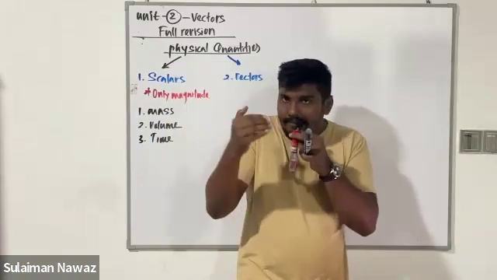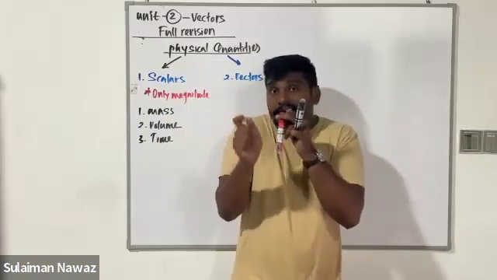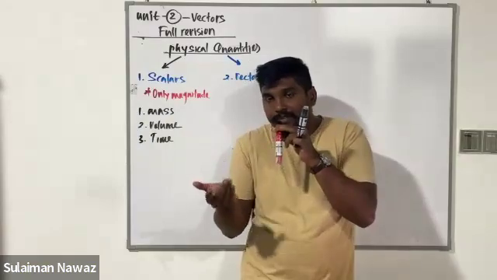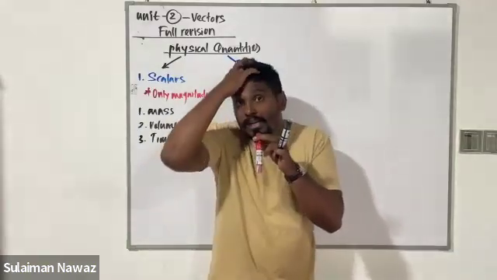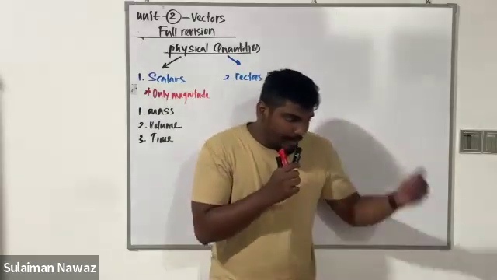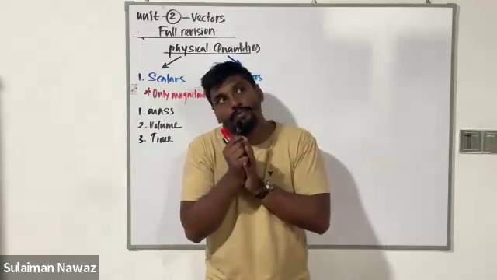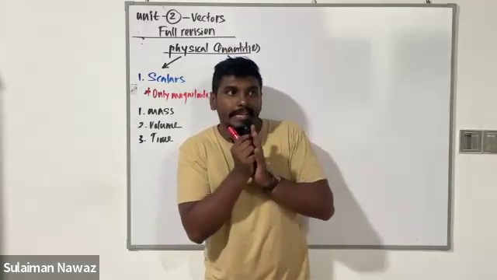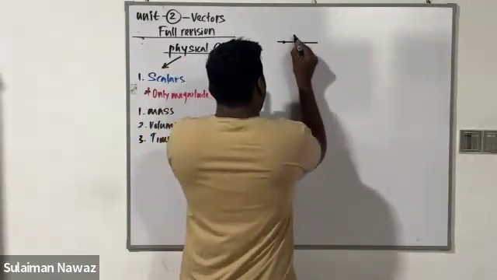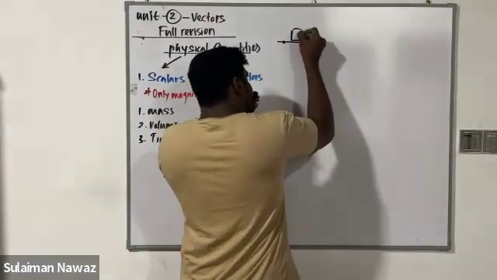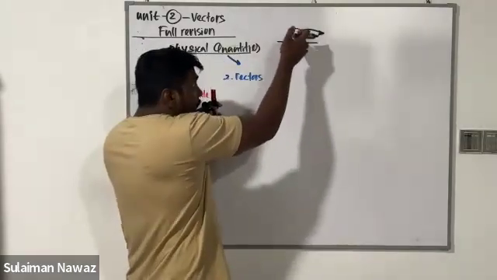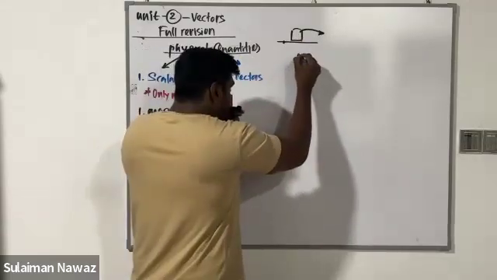Then what is a vector? A vector means that some physical quantities require direction also, in addition to magnitude, to describe the physical quantity. For example, the most popular vector is force. Now, if you are describing force, let's say there's an object, and you want to move this object to the right side. The force you should apply on this object is 5 Newton. The magnitude is 5 Newton.